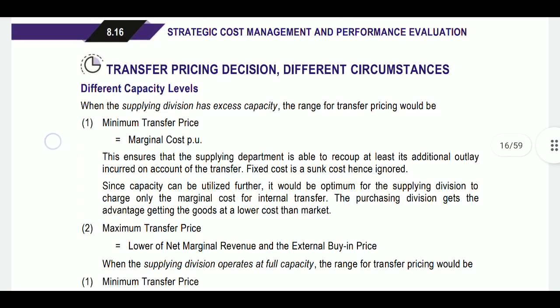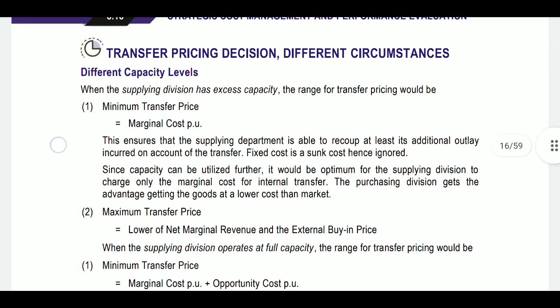Next, transfer pricing decisions in different circumstances. We will see that in the next class.